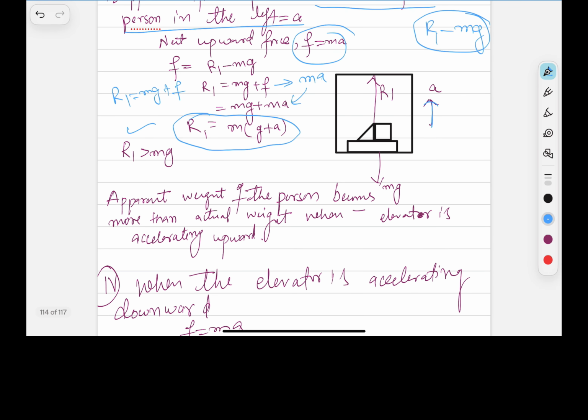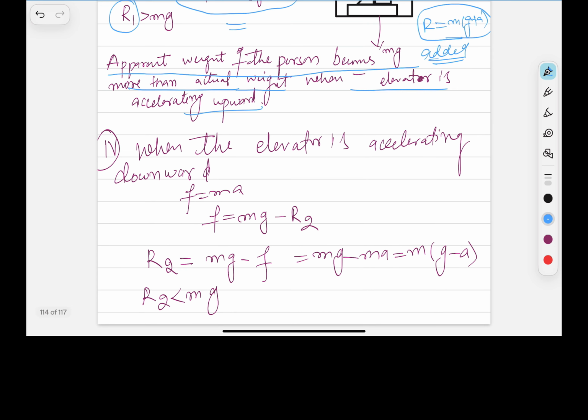So we have concluded that the apparent weight of a person becomes more than the actual weight when the elevator is accelerating upward. For example, you are standing here and the elevator is going in the upward direction. What happens now? Your weight becomes more. Why? Because of R equals m(g plus a). Because of this equation, our weight gets added, and the condition is that R1 must be greater than mg. So remember this case, our weight increases as the lift moves in the upward direction.